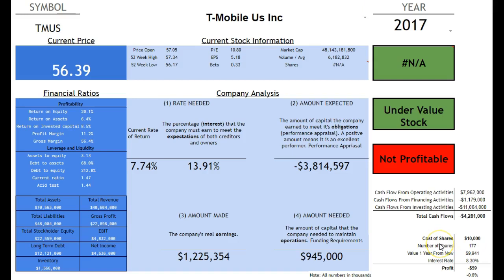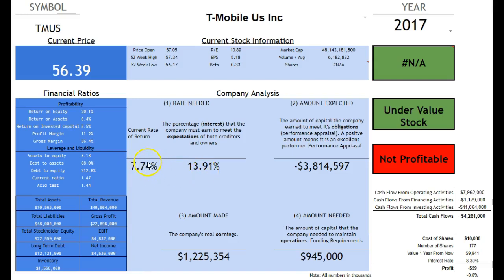Okay, now let's take the time and analyze the T-Mobile Corporation and find out if it's really a good company for us to invest in. Okay, so the first thing I'm looking at again is the rates. Are they almost alike? And if they're not, then that's a problem for me. What I'm looking for is a difference of maybe 1 or 2 percentage points. This is okay.